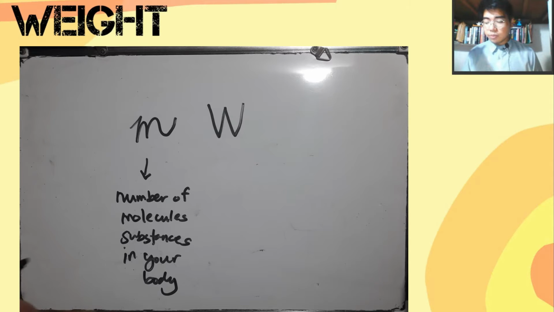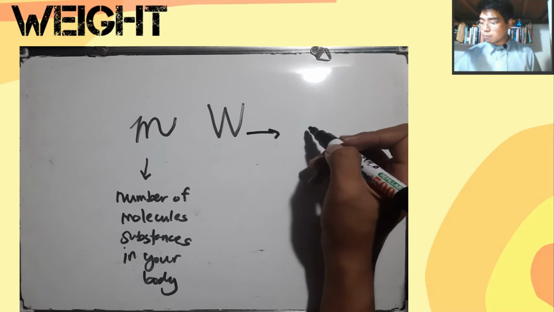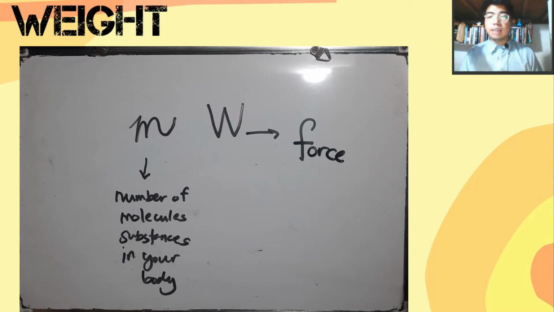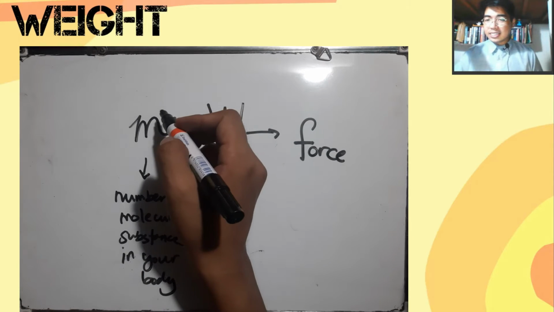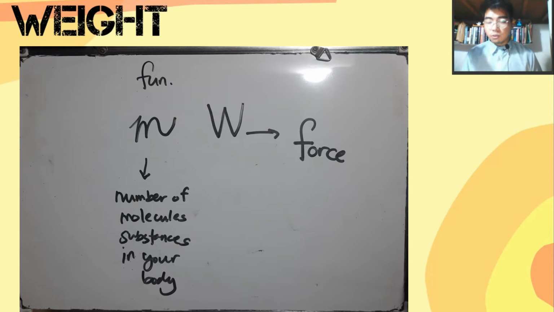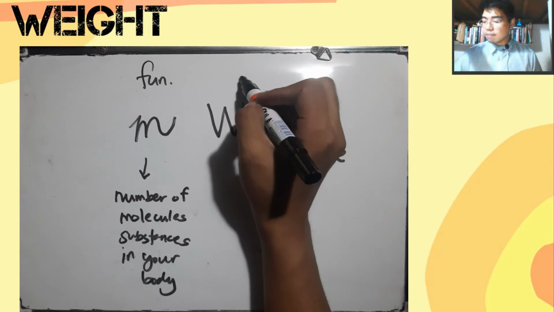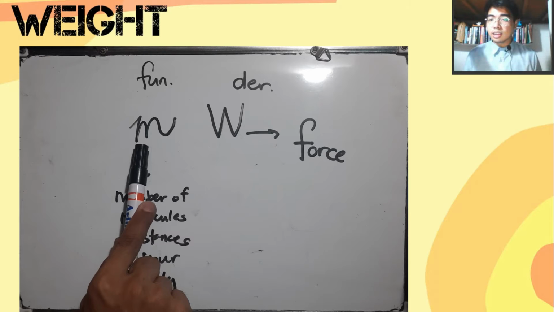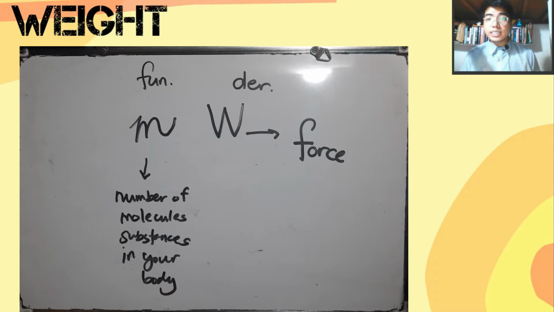While when it comes to weight, it is actually an example of a force. Weight is a type of force. Mass is a fundamental quantity, while weight is an example of a derived quantity. So when it comes to mass and weight, they are not synonymous terms, okay? Mass is also constant, while weight is always relative.